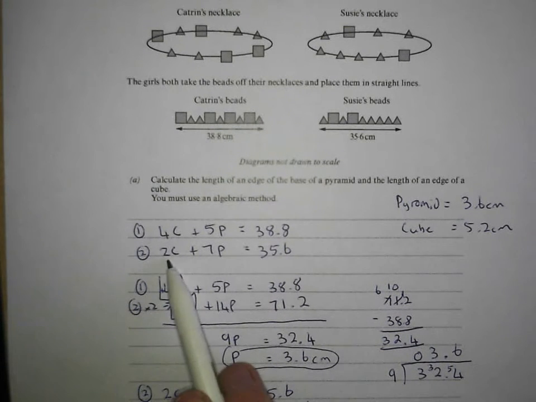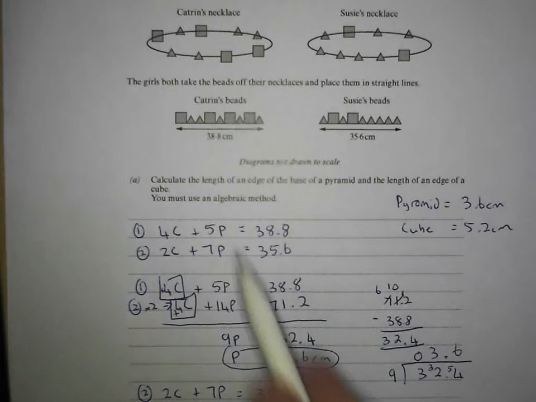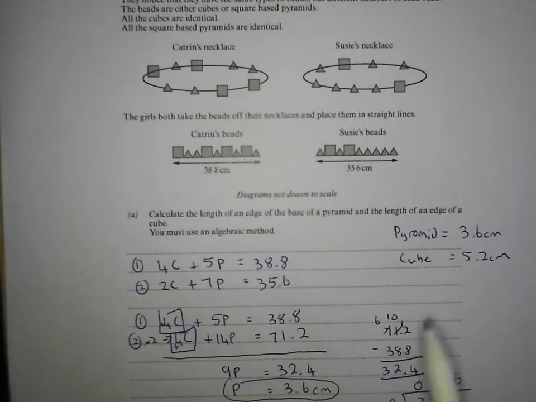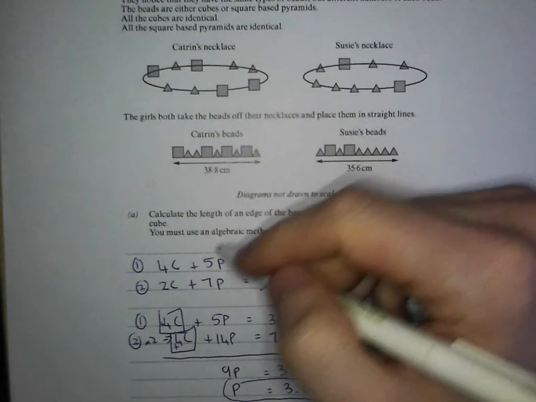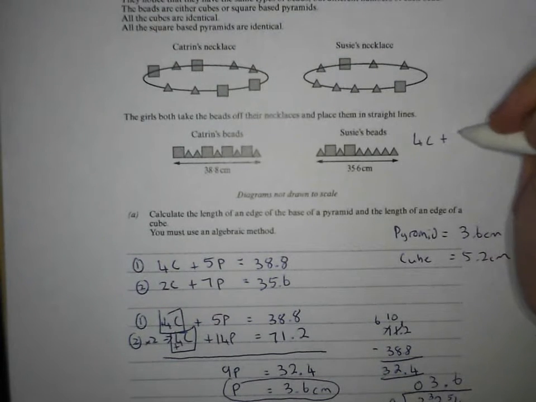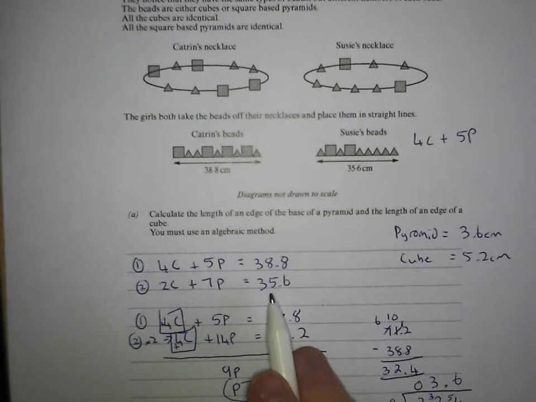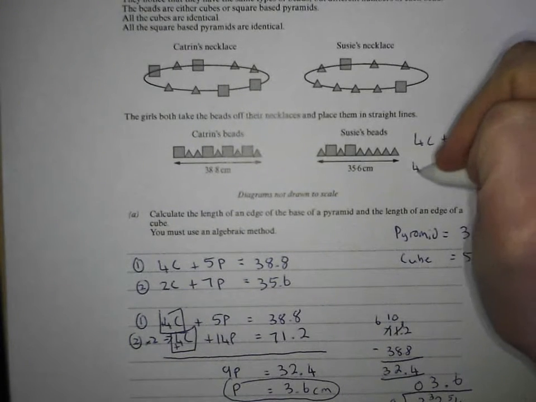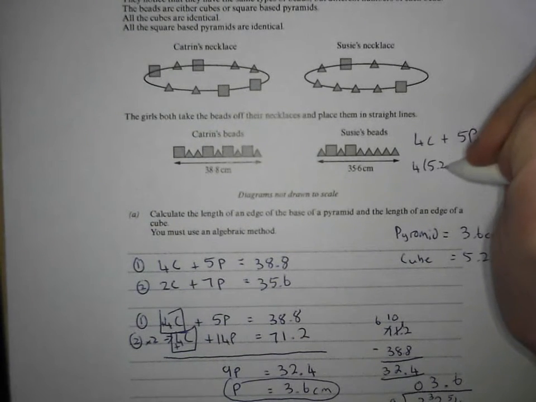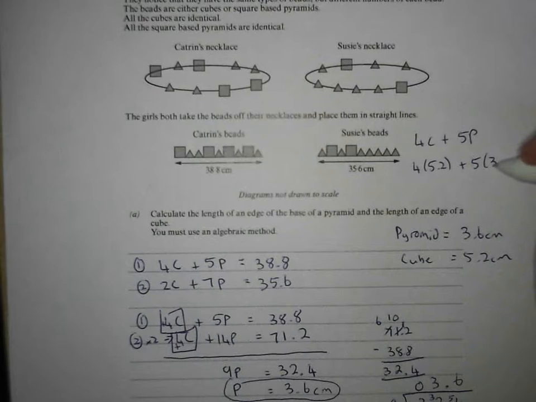So we used Susie's beads to work out the length of a cube. So let's use Catherine's beads to check. So Catherine, she had 4 cubes and she had 5 pyramids, and she had a total length of 38.8. So 4 lots of 5.2 plus 5 lots of 3.6.